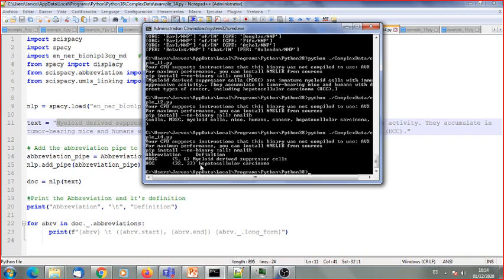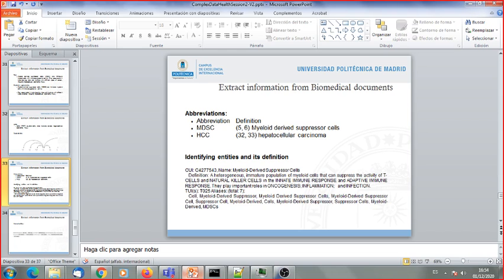So maybe you want to perform a task to disambiguate these abbreviations. So you have this dictionary, and if you find MDSC, you can replace this abbreviation with its definition. It's a good idea sometimes to have the definition instead of the abbreviation.